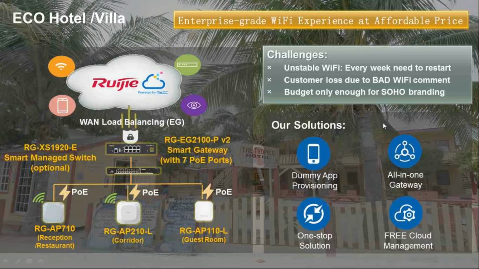Okay, our solution is what? We use zero-touch provisioning. We have the Ruijie Cloud application to do zero-touch provisioning using Ruijie Cloud. All in one Wi-Fi. Free cloud management also. We are using the cloud to do the management for that. This is our eco hotel.